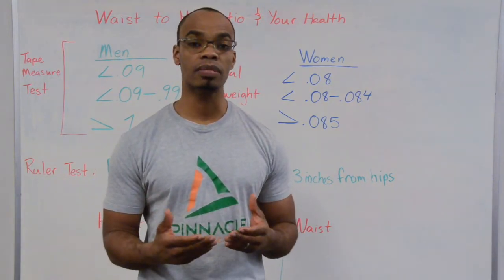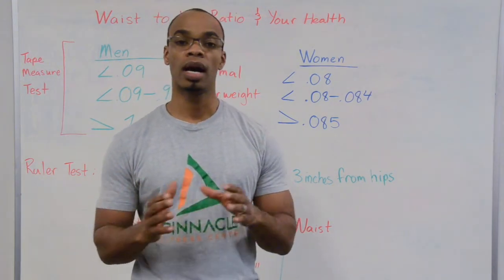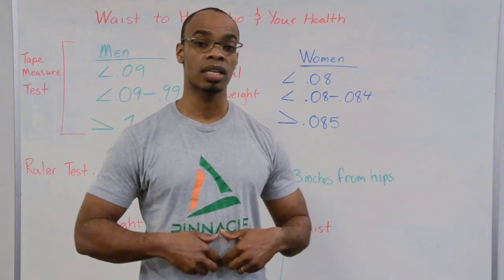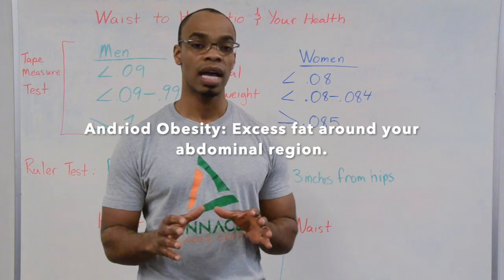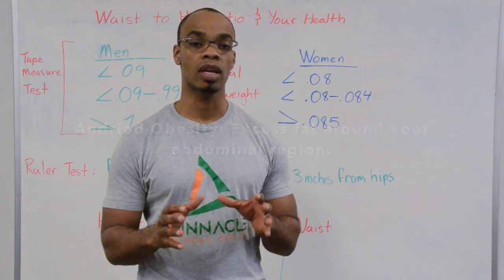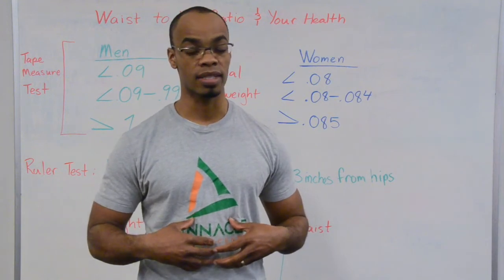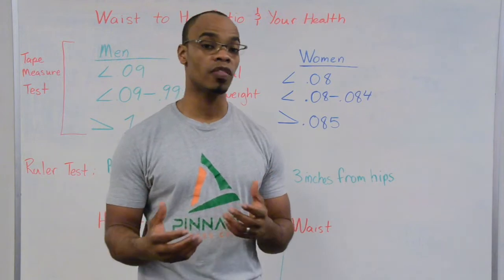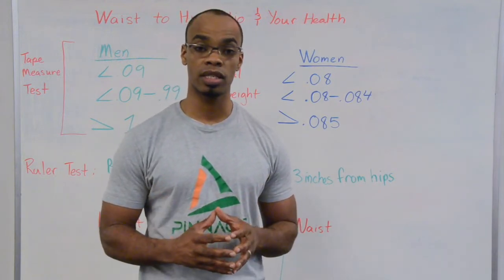Now, there's two types of obesity terms when you're talking about waist to hip ratio. There is what we call android obesity, and that is obesity that is associated with excess fat around your waist. So that is typically visceral fat. Visceral fat is fat that surrounds your organs and tissues.